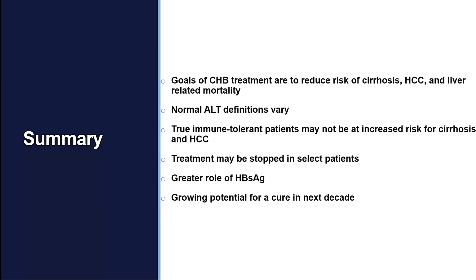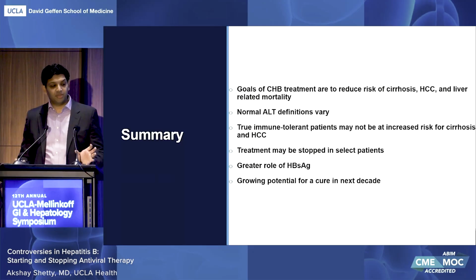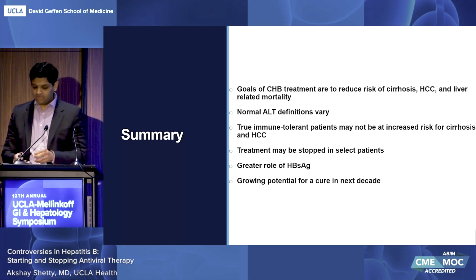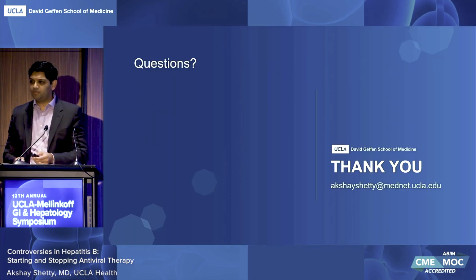So in summary, the goals of Hep B treatment are to reduce risk of cirrhosis, HCC, and liver-related mortality. Normal ALT definitions do vary among different societies, but remain the key component of assessing necroinflammation. And true immune-tolerant patients may not be at increased risk of cirrhosis and HCC based on current data. This may change over time. Treatment may be stopped in select patients, with a greater role for Hep B surface antigen with time. There's growing potential for a cure, hopefully in the next decade. And with that, I'll hand it over to Dr. Saab.